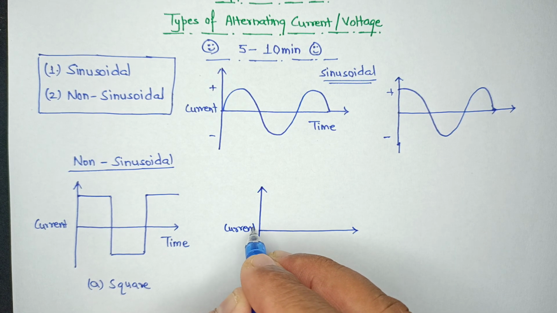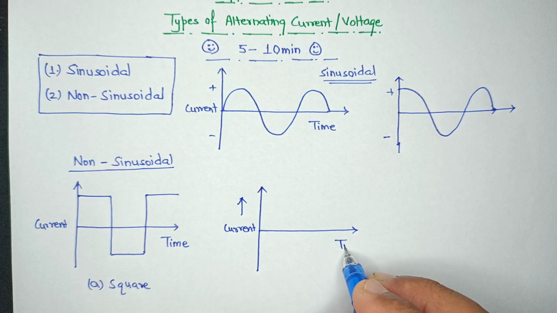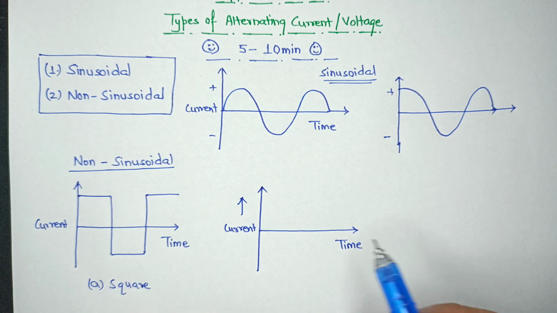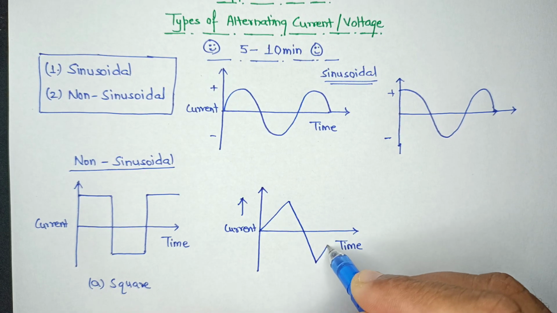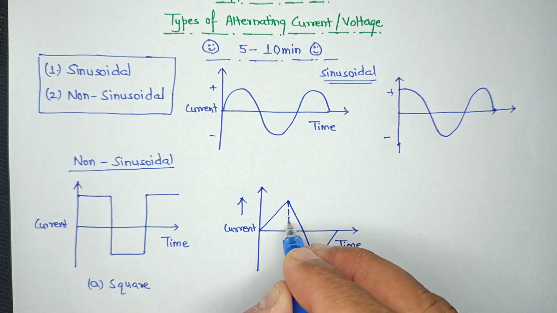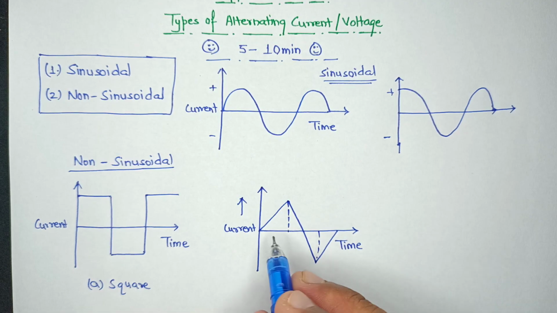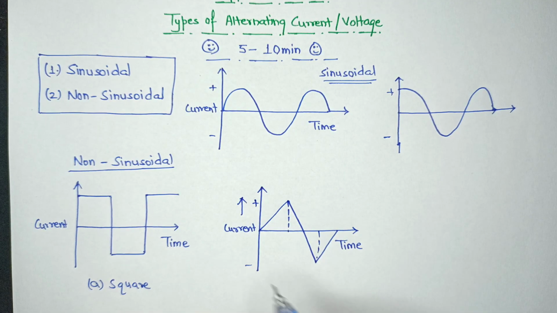So if I draw the current axis and the time axis, then the second wave would look like this. The peak values are then represented by these dashed lines over here. So this would be positive and this would be negative. This kind of a non-sinusoidal wave is called a triangular wave.